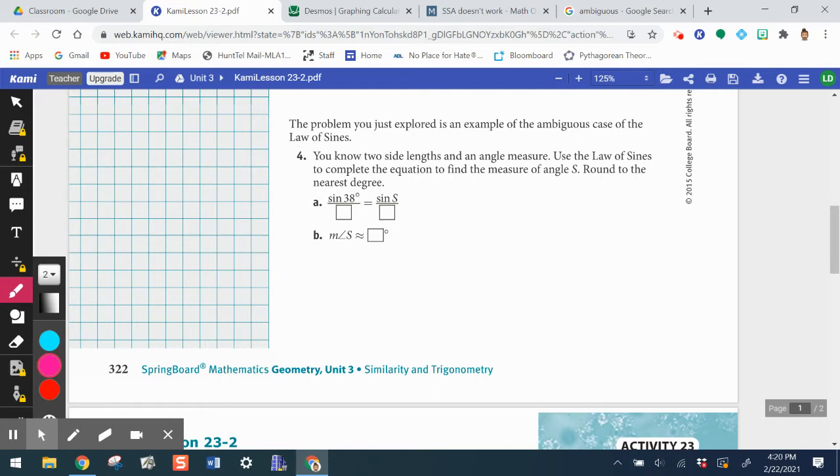So let's pause the video right here. Complete item 4A through B. Make sure you have your graphing calculator handy. And complete 4A through B before moving on.